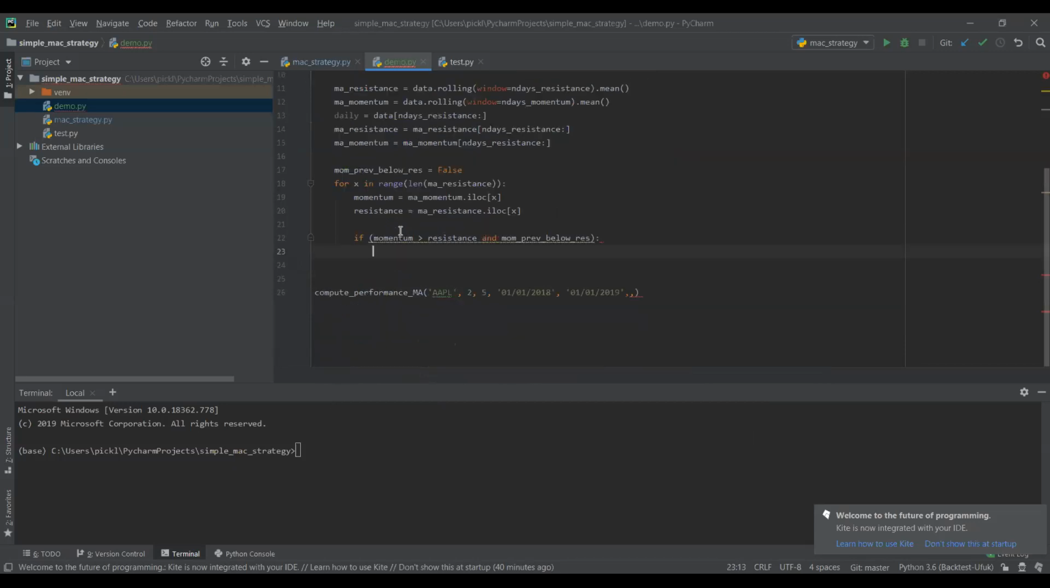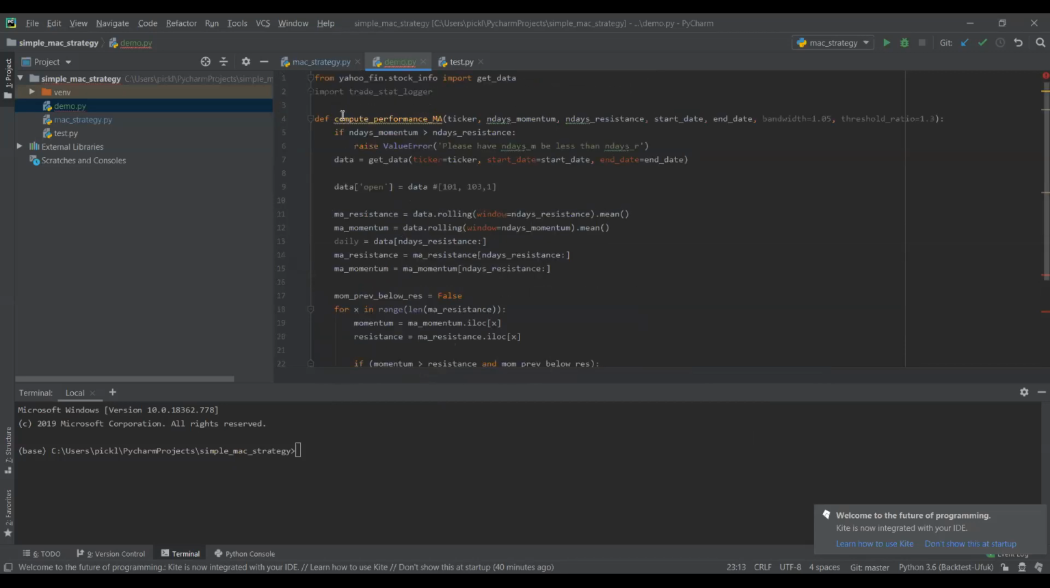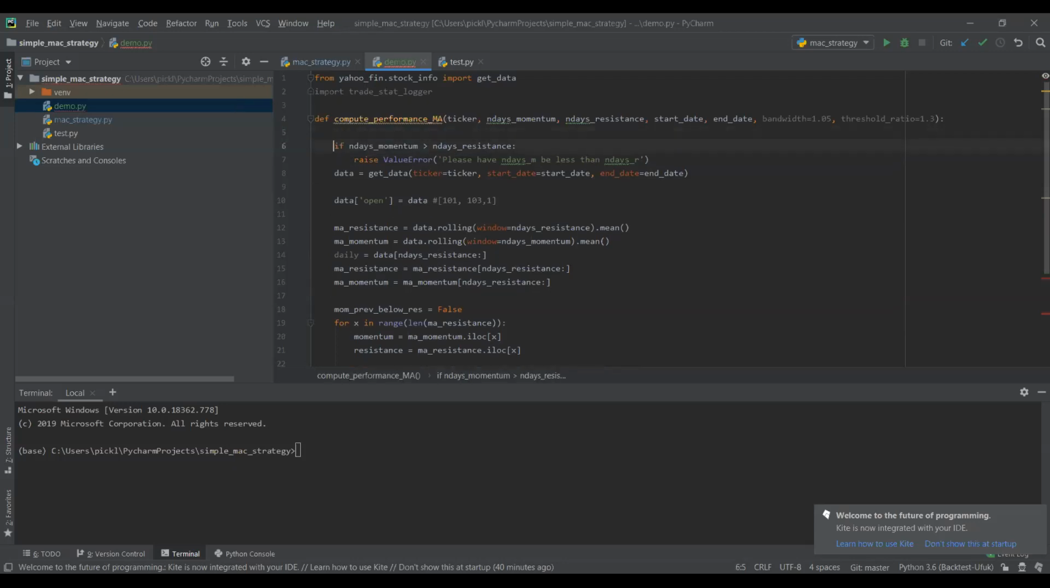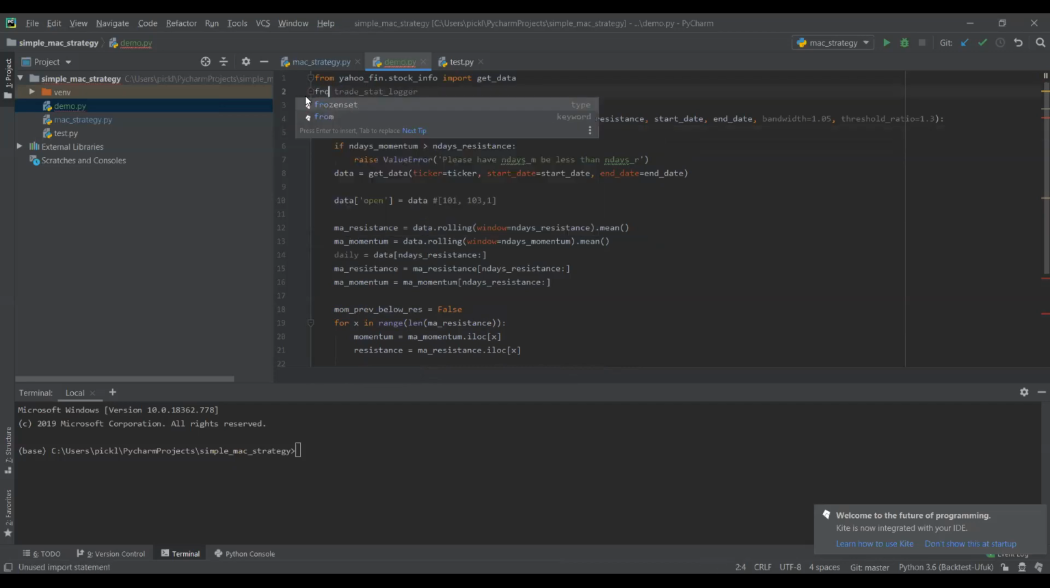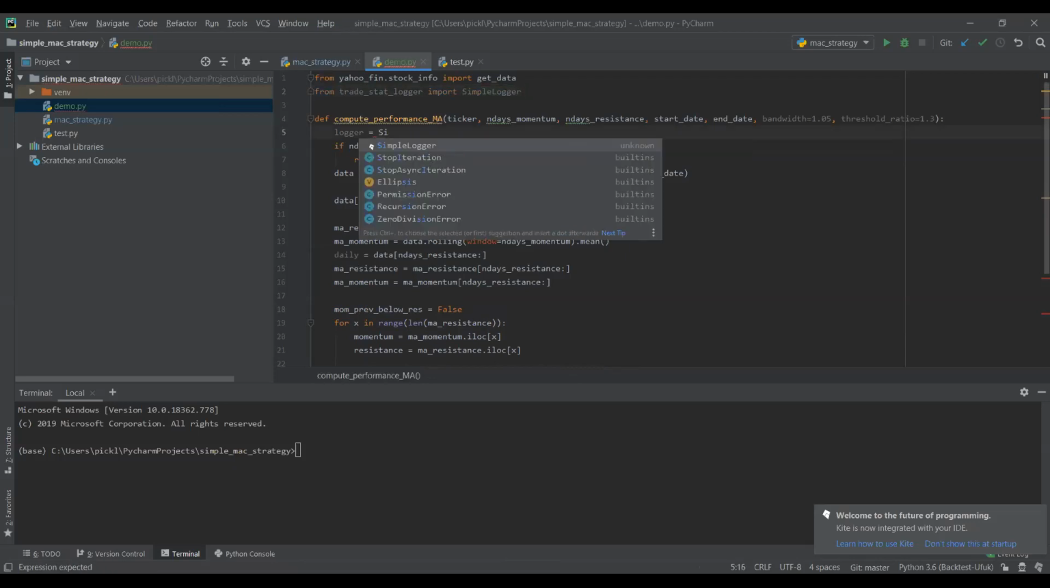Okay, so how do we keep track of buys and sells? Well, here we've imported a TradeStat logger thing earlier. So right now I'm going to create a logger. Logger equals... So this is simple logger, and simple logger, yeah?